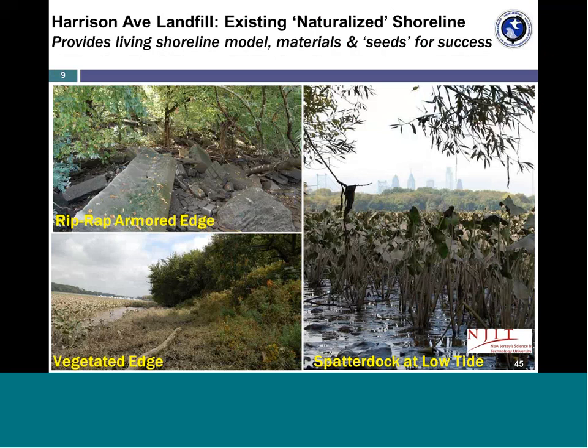You can see on the right-hand side a picture of what we have: a broad intertidal zone, vegetated in the warmer months by spatter dock, and you can see there's actually about a football field's length of vegetated intertidal zone looking southwest towards the Cooper River, and then also the city of Philadelphia in the background.